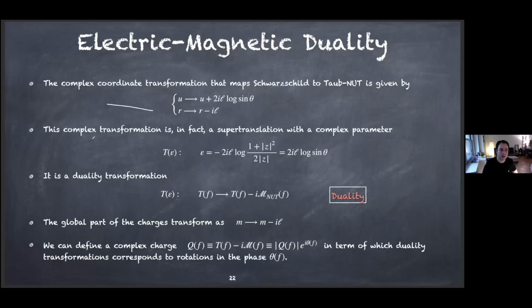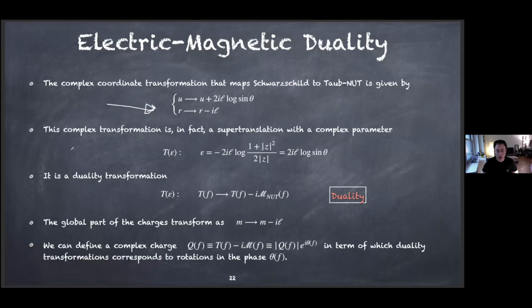It was discovered by Talbot. And we have shown that first of all, this complex coordinate transformation corresponds or is equivalent to a super translation transformation with an imaginary transformation parameter given by the following formula. And furthermore, it takes the super translation charge to a complex combination of super translation and dual super translations.